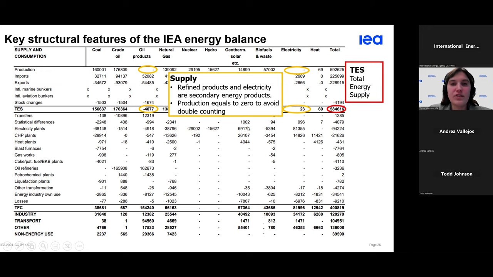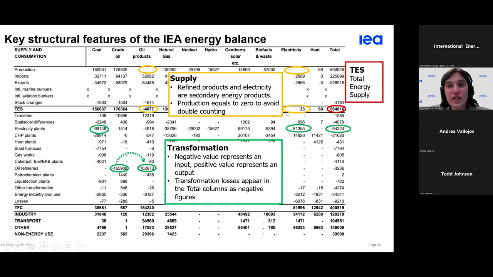Now looking at the transformation sector, we can see how refinery output of oil products is accounted for here. Negative values in the transformation sector represent an input to transformation, and positive values represent an output from transformation. If we look at the oil refinery row, crude oil has a negative value representing crude oil input to oil refineries. And oil products has a positive value, representing oil product output from oil refineries.